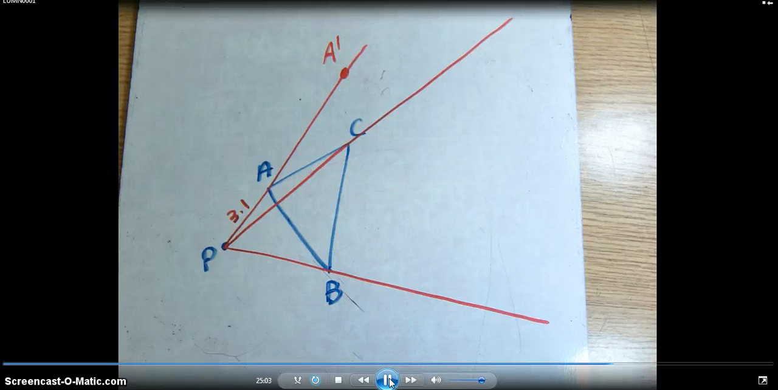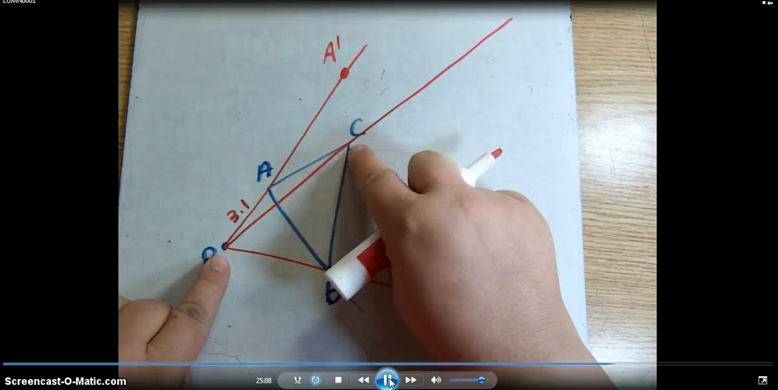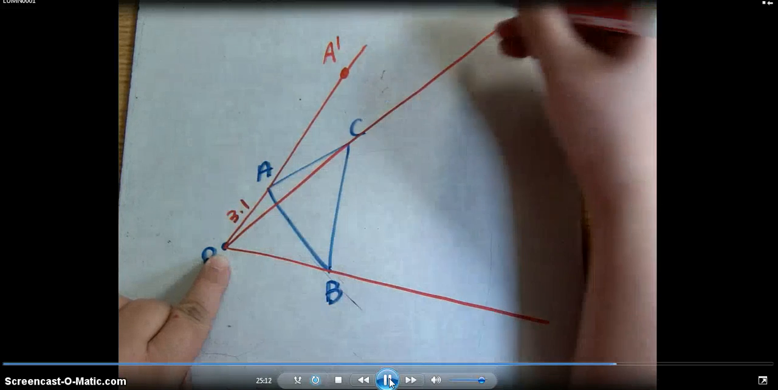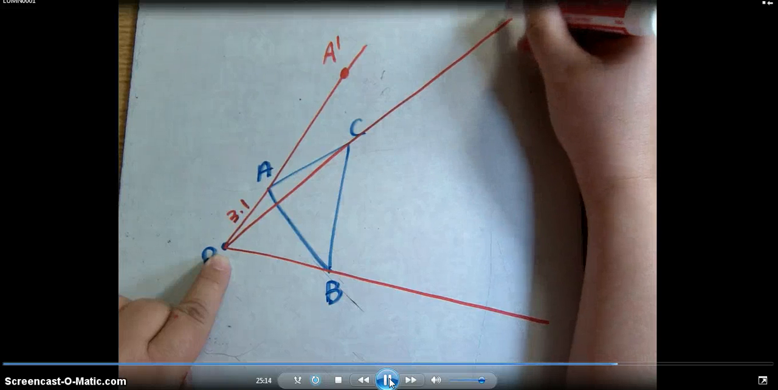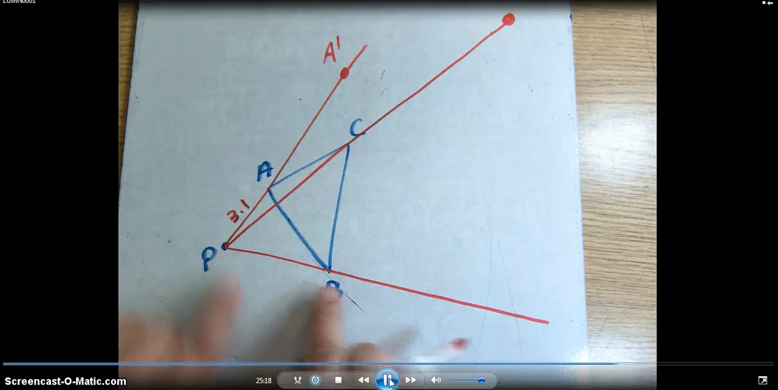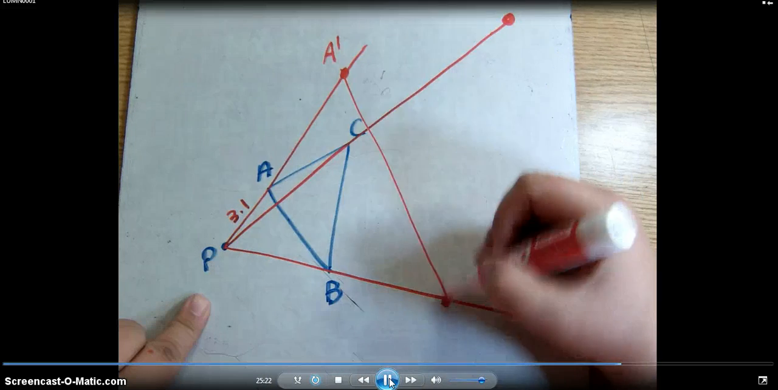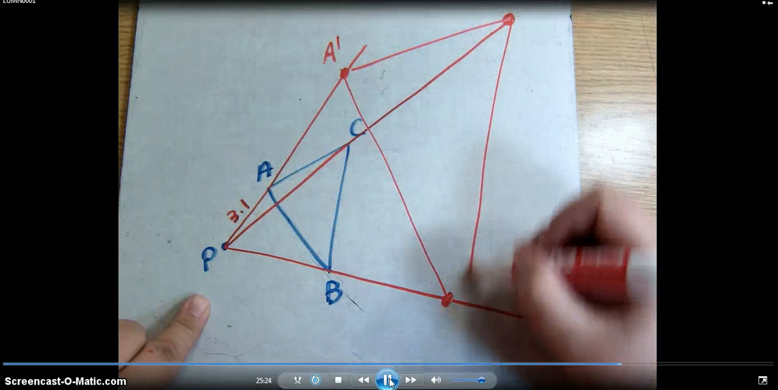Do the same thing here. From P to C, measure that distance, multiply that distance by 2.2, and then figure out how far that means you're going out here. From P to B, measure that distance, multiply by 2.2. And it's going to look a little like this. Mine's shape's a little off. It's a little more off right now.